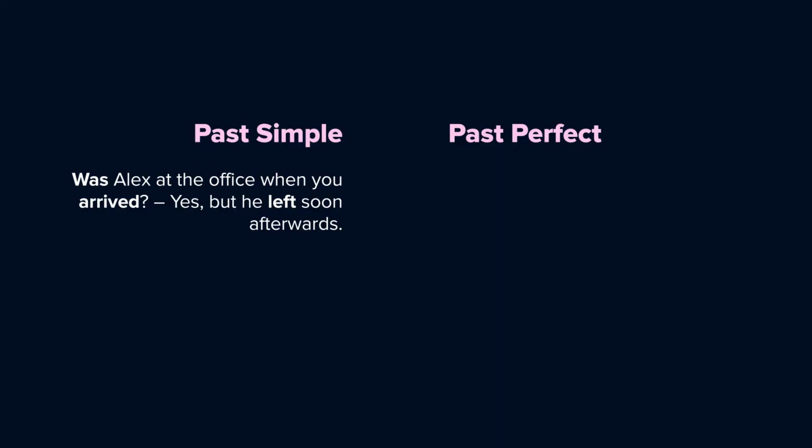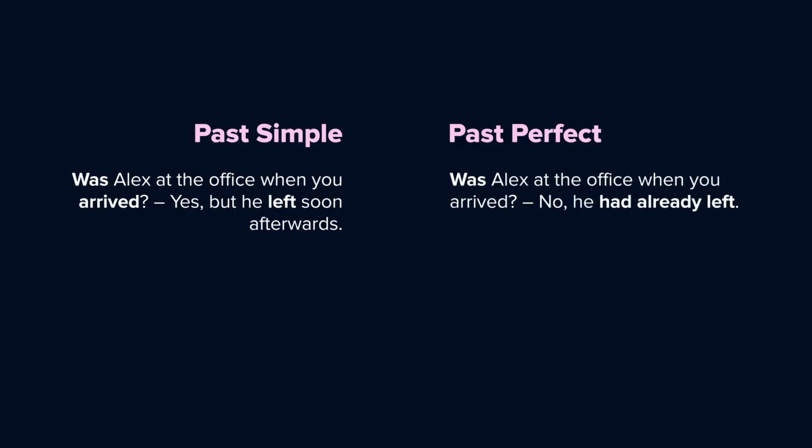He was there, I came, then he left. Another example, guys. Was Alex at the office when you arrived? No, he had already left. Right? So here in the second part, we use the past perfect tense because when I came, he had already left before I came, right? Before I arrived. That's how we use past perfect.